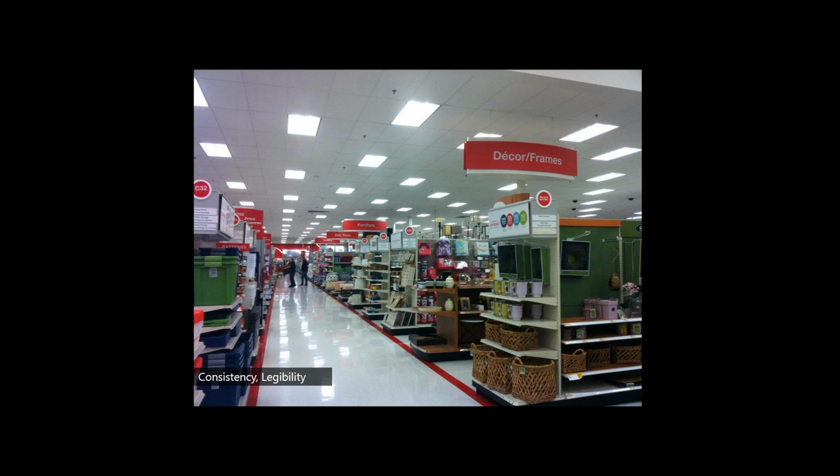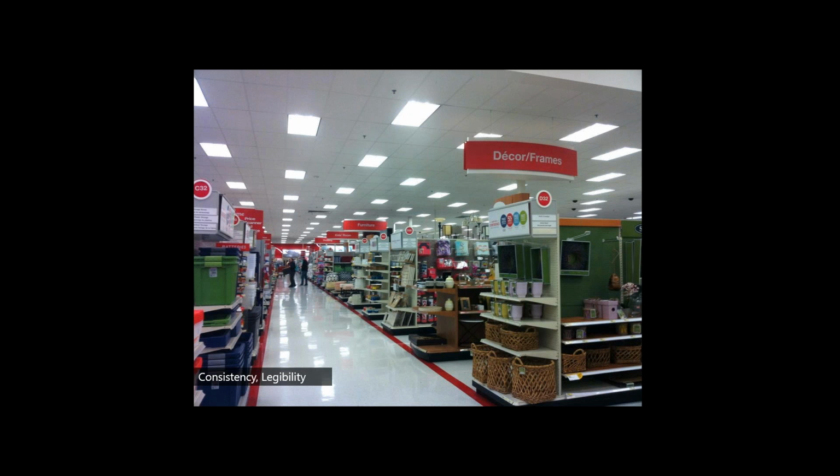Target does a great job of maximizing legibility. White on red actually isn't the strongest color combination for readability, but they've chosen a font that's highly readable, and they give plenty of white space, or in this case, red space. That's the empty space around the text to the outside of the sign, and that helps you to understand what the sign is saying without having to decipher it or figure things out.